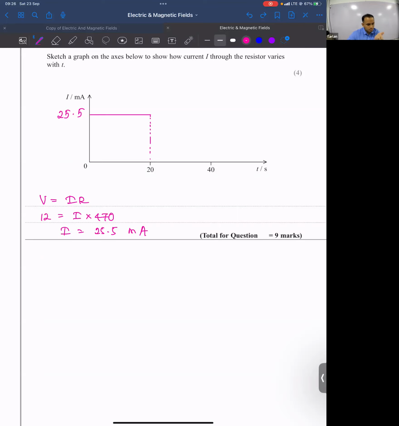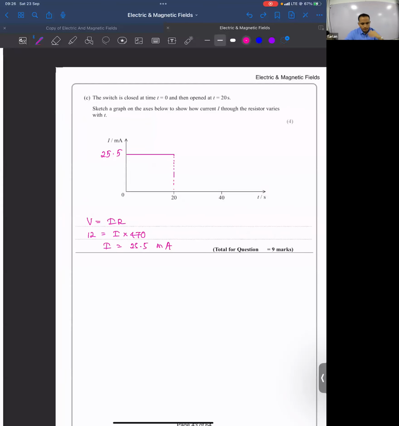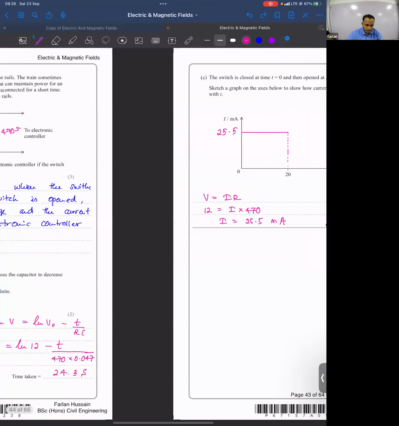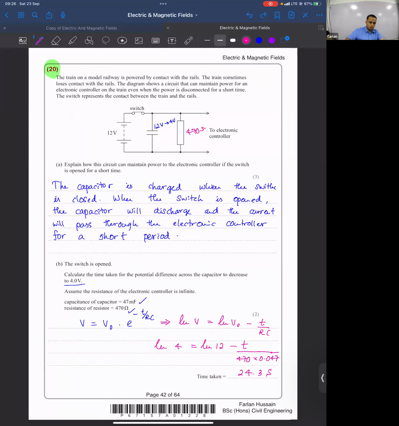Current after that will decrease when the switch is open. The capacitor comes into play, so the voltage through the capacitor will decrease with time. For the voltage to reduce from 12 to 4 for the capacitor, we did the calculation in the previous part. It took a time of about 24.3 seconds.